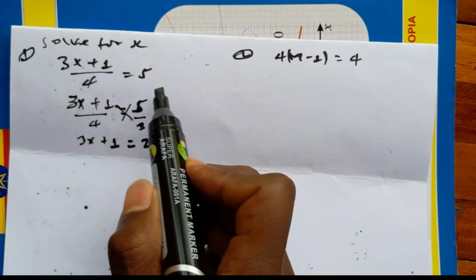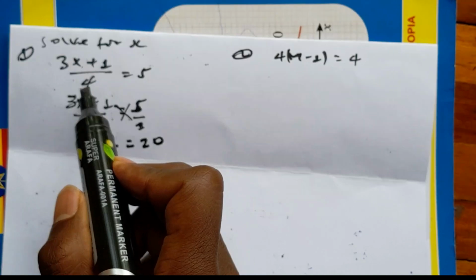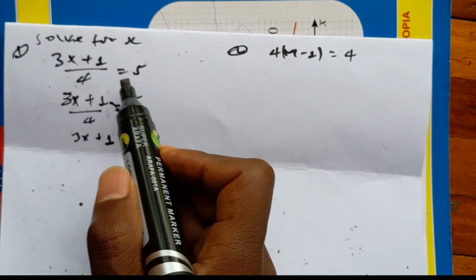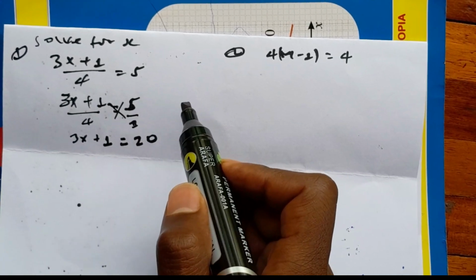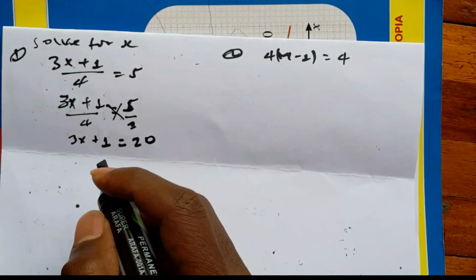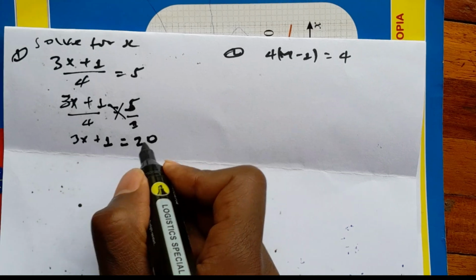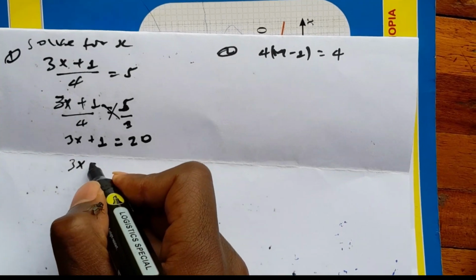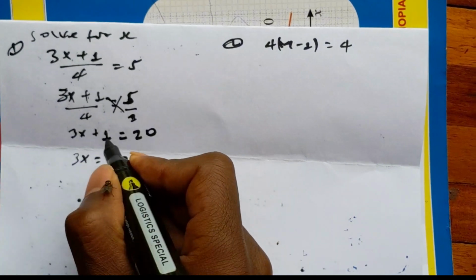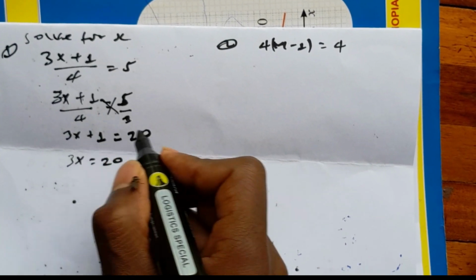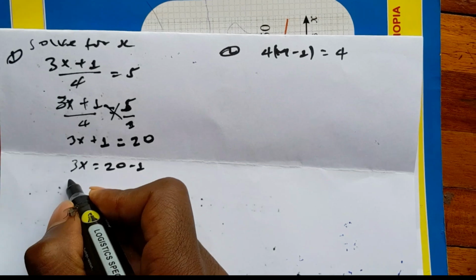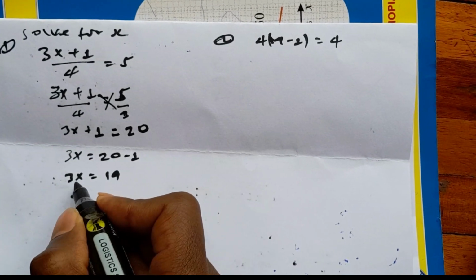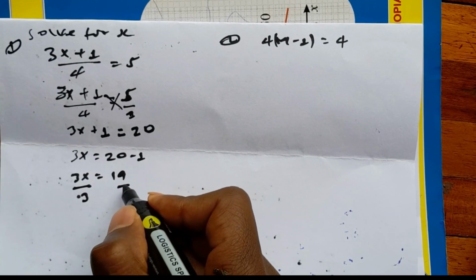We simply cross multiply. 5 by 4, and (3x plus 1) over, and under 5 there is a 1. (3x plus 1) times 1 means 3x plus 1. After that, we got this one. Then we collect the numbers to the numbers. 20, when we transfer this one, minus 1. 3x is equal to how much? 19.